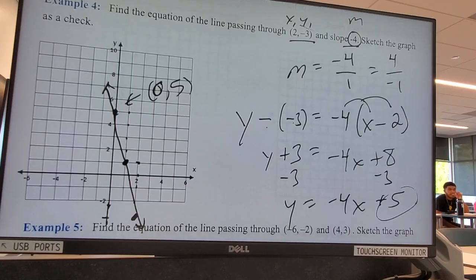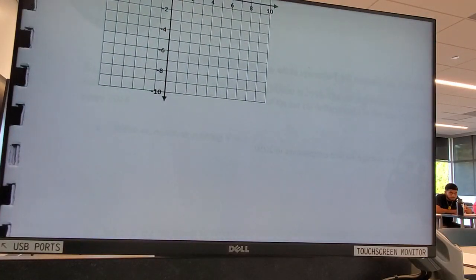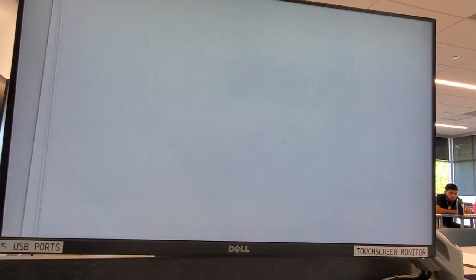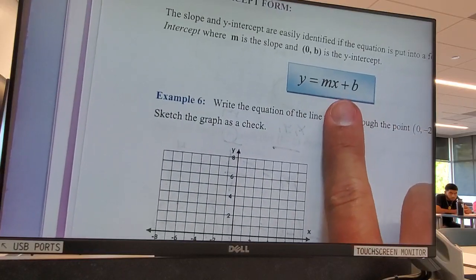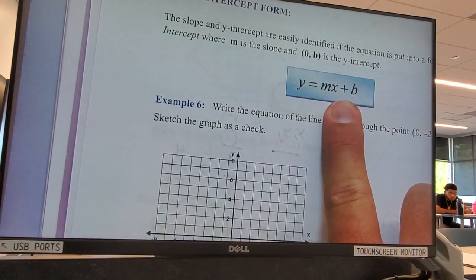So all I need to graph a line is a place to start, a point, and a direction. The slope. If somebody gives me a place to start and a direction, I can carve out a path from there. All right. So, and then I get into mx plus b.